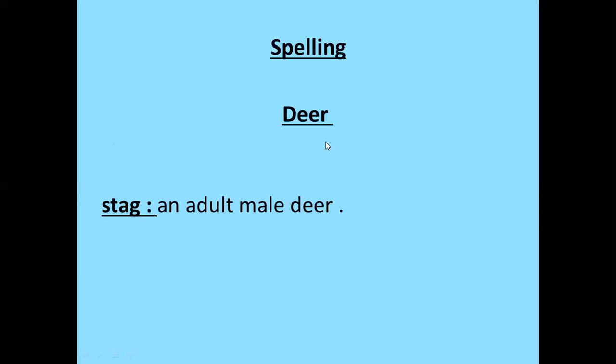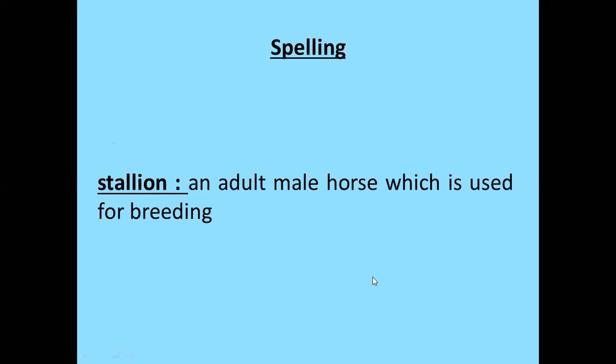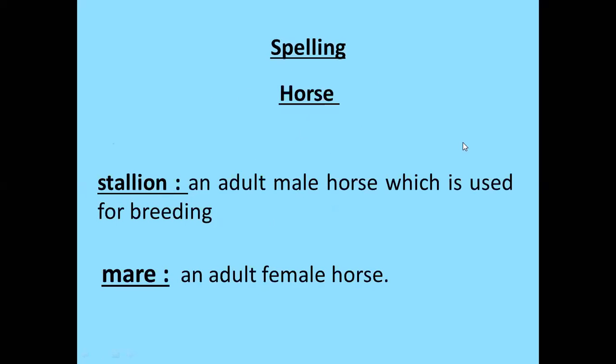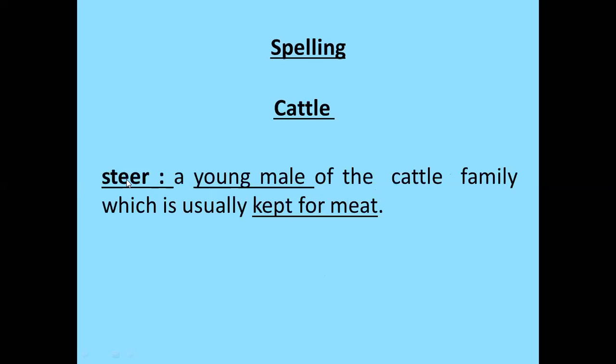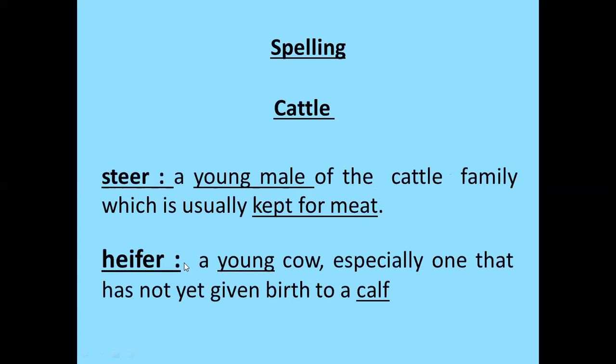Deer appeared again, but it's not the red one. So stag, this is an adult male deer, and hind, this is an adult female deer. Stallion, as I told you before, is the male horse, and the name of the animal itself is horse. Stallion and mare: adult male horse and adult female horse. Cattle, this is the name of the animal. Steer, this is a young male kept mainly for meat. And heifer, this is a young cow.